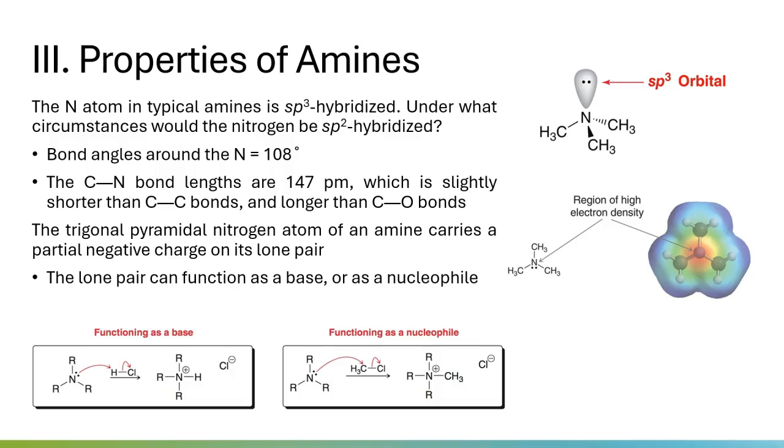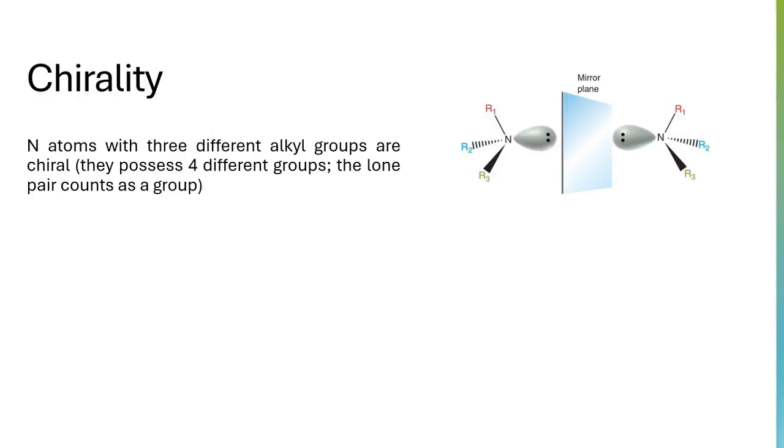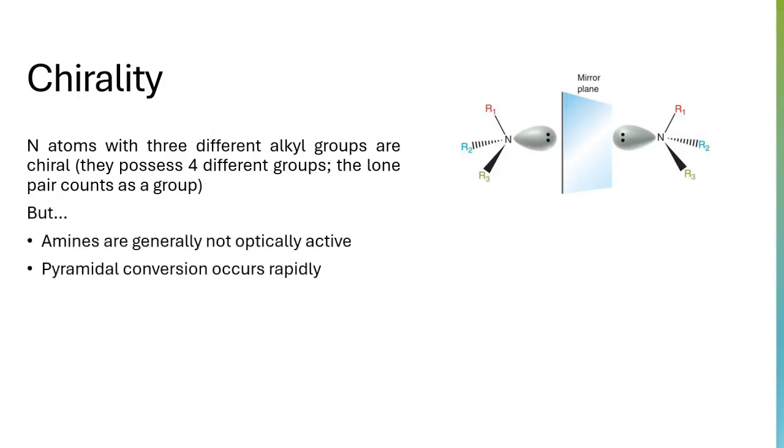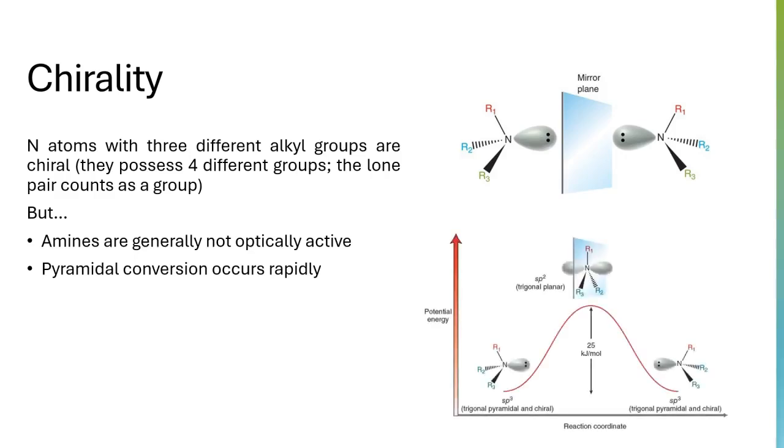Chirality. N atoms with 3 different alkyl groups are chiral. They possess 4 different groups. The lone pair counts as a group. But amines are generally not optically active, and that's because pyramidal inversion occurs rapidly. It flips. It goes from one configuration to the other.